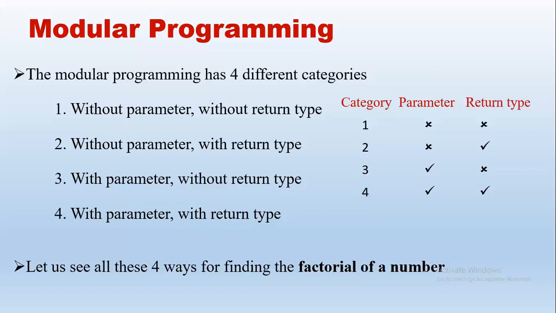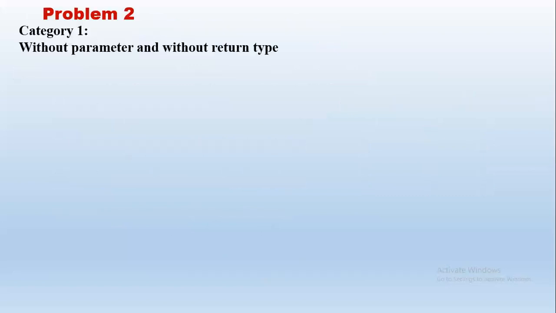So we will find the factorial of a number using all the 4 categories one by one. Problem 2 in lab sheet 4 is the first category, that is without parameter and without return type. We know that the factorial of a number, for example 5 factorial, can be found by multiplying 5 into 4 into 3 into 2 into 1, which gives us the result as 120. So 5 factorial is 120.